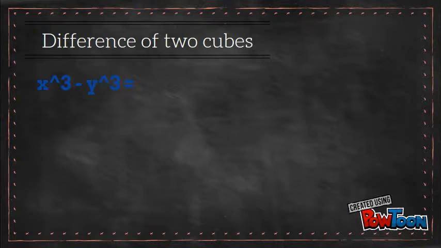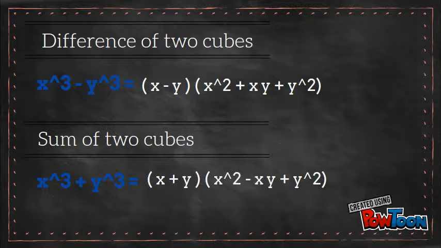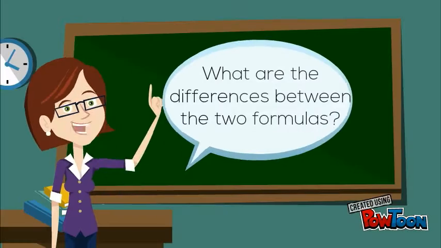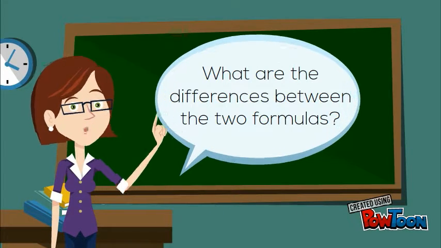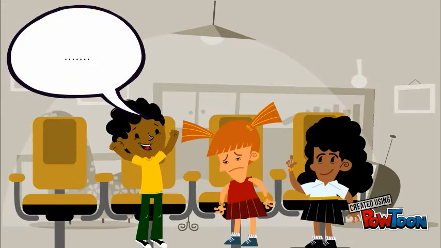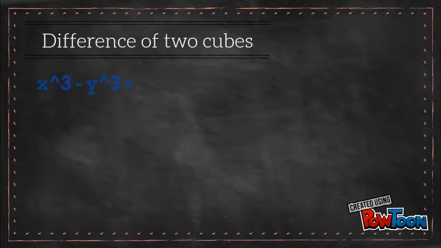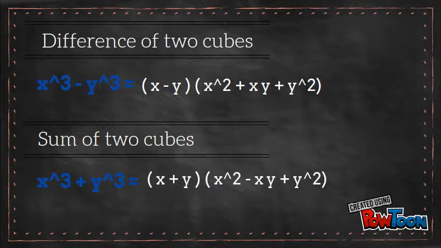Difference and sum of two cubes. So here are the formulas that summarize how to factor the sum and difference of two cubes. What are the differences between the two formulas? The binomial factor of the equation in the sum of two cubes is positive, while negative in the difference of two cubes. The middle sign of the trinomial factor is opposite to the middle sign of the given problem. Therefore, in the sum of two cubes it is negative, while in the difference of two cubes it is positive.